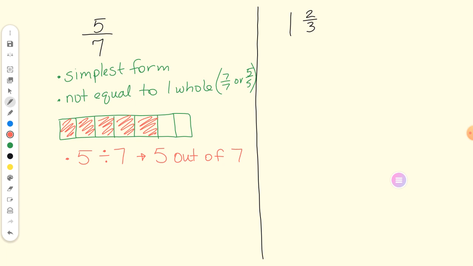So now I'm going to go with that. What do we call the top number in a fraction? Lena? Numerator. The numerator. I'm going to label it up here. Numerator. What is the bottom number called, Callan? Denominator. The denominator.